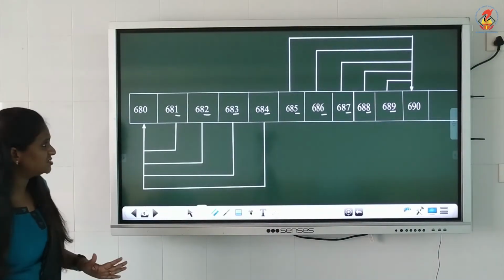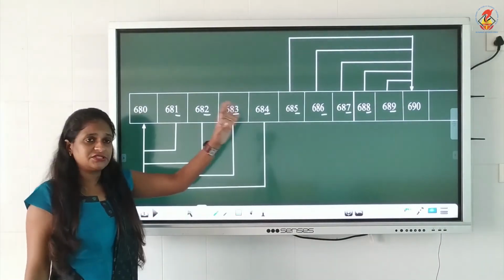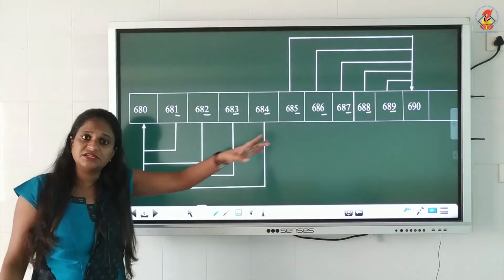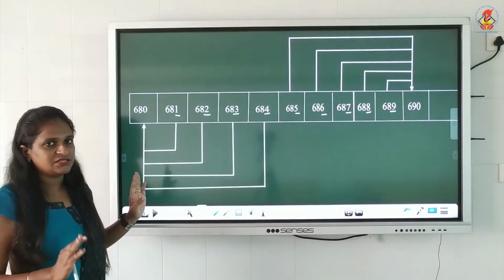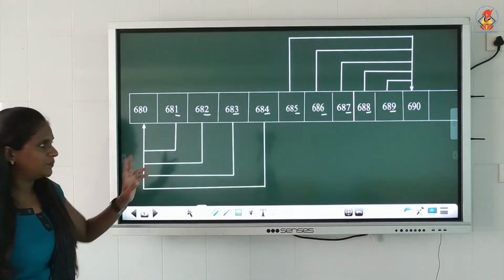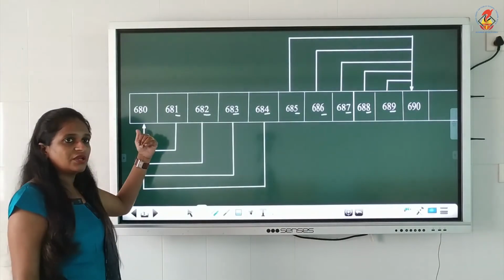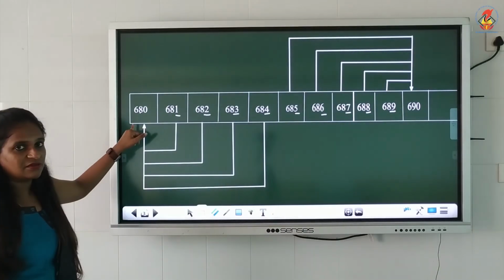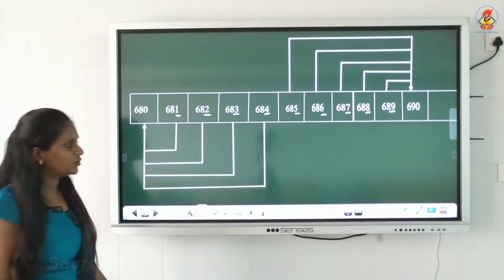Or else you can just see which is nearest to it. 681, 680 or 690, the nearest is 680. So it will go to the same. 682, which is the nearest, 680 or 690? 680 is nearest. So you will write it like that. Okay.